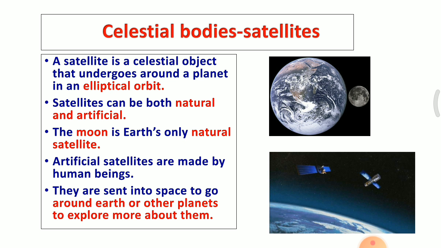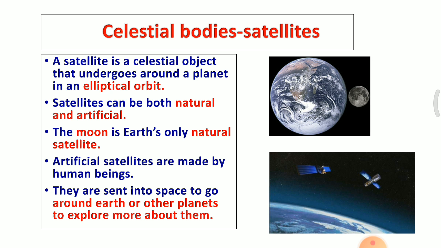The next celestial bodies are satellites. We know that a satellite is a celestial body that revolves around a planet in an elliptical orbit. Satellites can be both natural and artificial. The Moon is Earth's only natural satellite. Artificial satellites are made by human beings. They are sent into space to go around Earth or other planets to explore more about them.